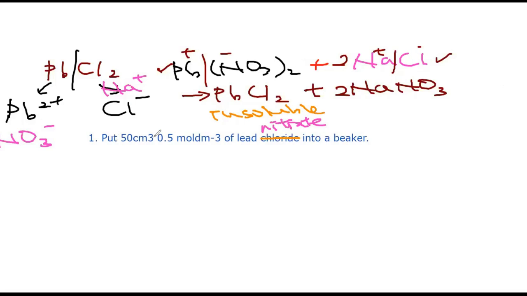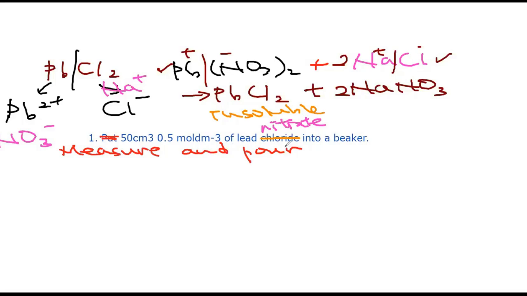When you say you put 50 centimeter cube, 0.5 mole per decimeter cube, how do you know that it is 50 centimeter cube? You have to substitute this word put by using the words measure and pour. That means you measure the 50 cubic centimeter, 0.5 mole per decimeter cube of this solution, then you pour into a beaker. That is the meaning. Measure and pour, they are good friends, they are twins, you cannot separate them.